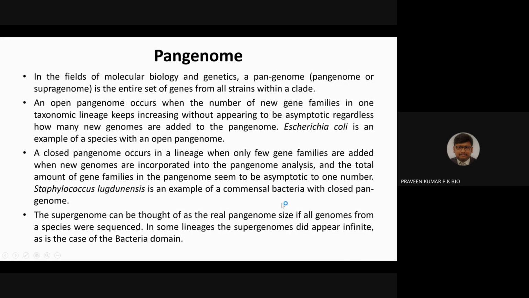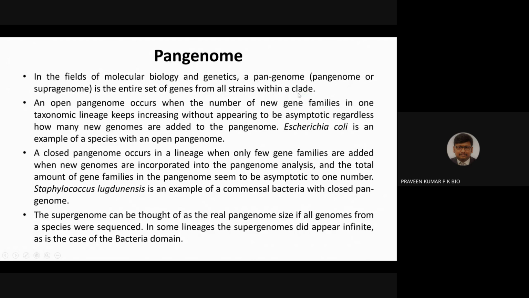Now pangenome. What is pangenome? This is again one more technical term. The pangenome is also called supragenome. Supergenome is different, supragenome is different. Supragenome or pangenome is the entire set of genes from all strains within a clade. What is that clade? A clade of similar organisms. Like Mycobacteria species, you have different species, isn't it? So all these things come in a single clade.